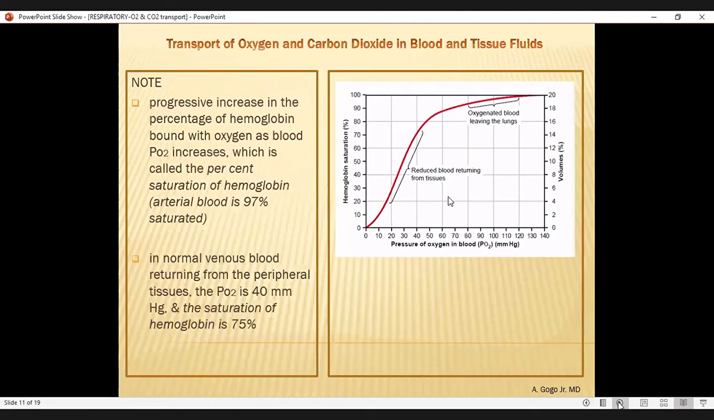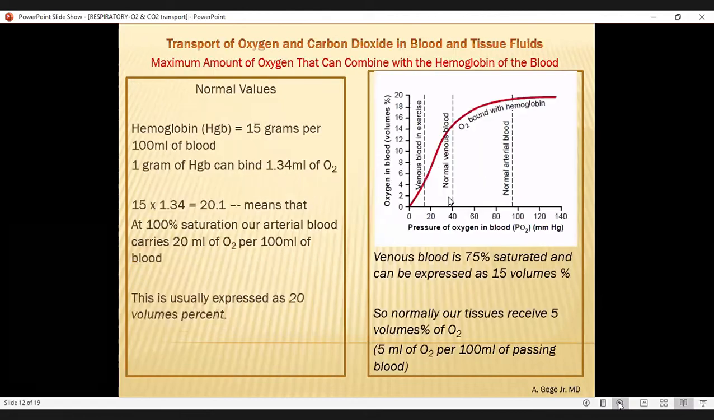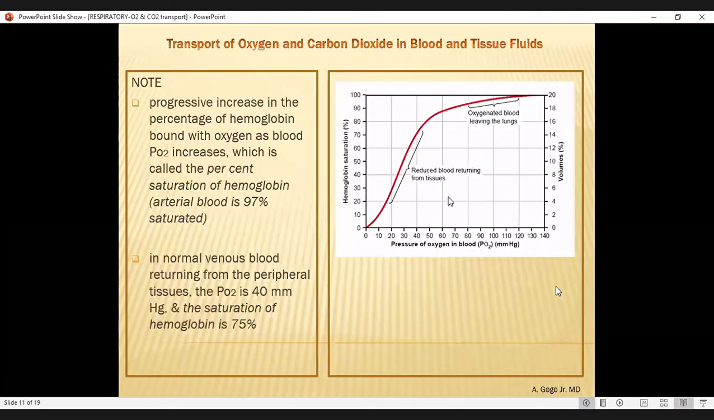Normal values. Hemoglobin is 15 grams per 100 ml of blood. 1 gram of hemoglobin can bind 1.34 ml of oxygen. So 15 grams of hemoglobin in 100 ml of blood times 1.34 is 20. That means at 100% saturation, our arterial blood carries 20 ml of oxygen per 100 ml of blood. So this is usually expressed as 20 volumes percent. You remember that; I showed you this, that is 20 volumes percent, 100% saturation of your hemoglobin. Okay, you have to memorize that value.